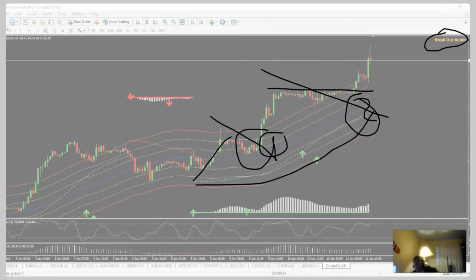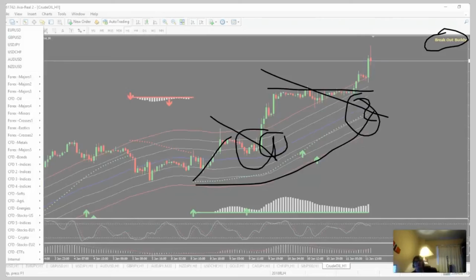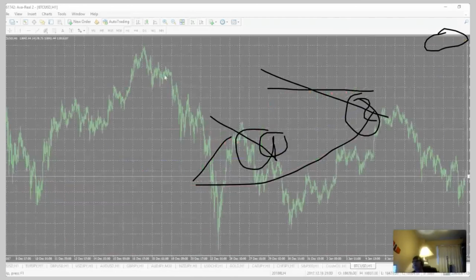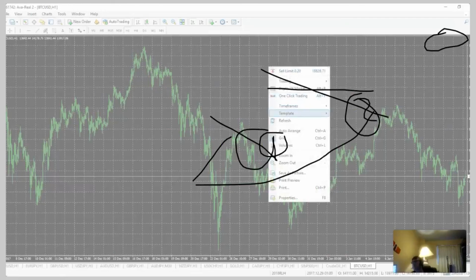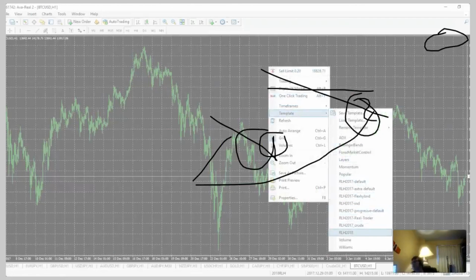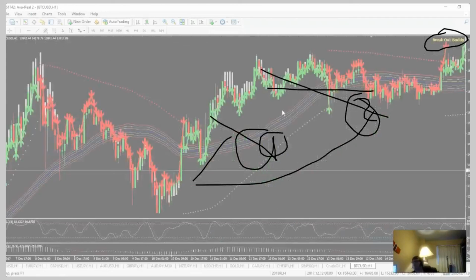All right, let's look at some more exotic stuff. When I say exotic, I mean, well, there's some stuff like cryptos that people like to ask about. So I'm going to show a few of those. There we go. Let's have a look at the famous Bitcoin. Turn on the template here.